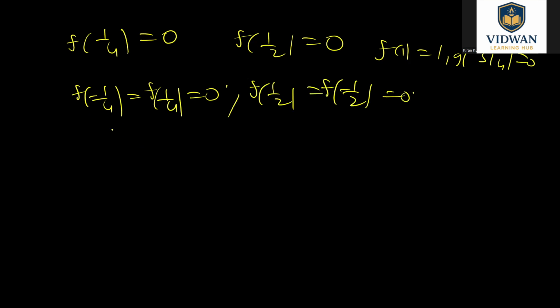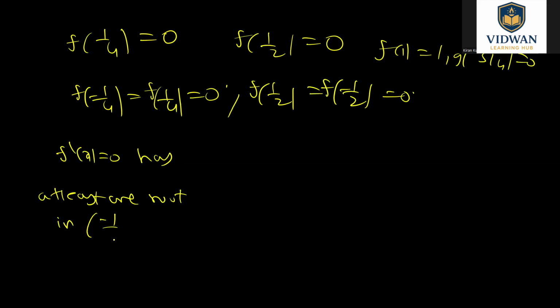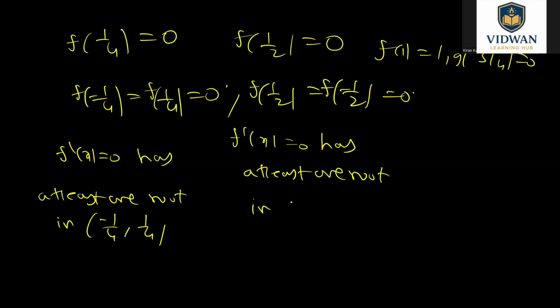So if this condition of Rolle's theorem is satisfied, what do you conclude? F dash x equal to 0 has at least one root. It has at least one root in which interval? Minus 1 by 4 to 1 by 4. Because this is like f of a equal to f of b, so the derivative will have at least one root in the interval. And this means f dash x equal to 0 has at least one root. This has at least one root in minus 1 by 2 to 1 by 2.